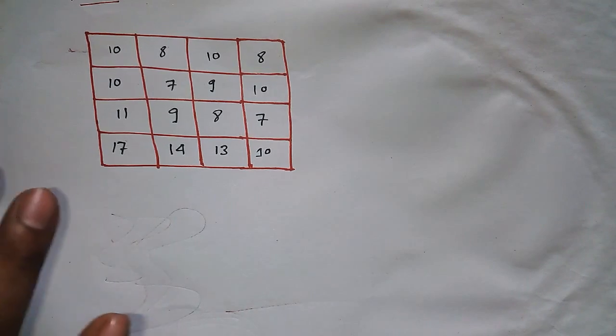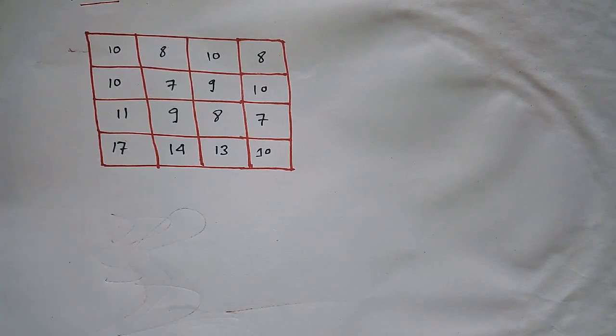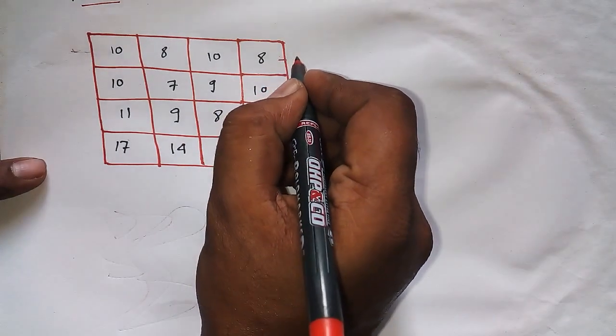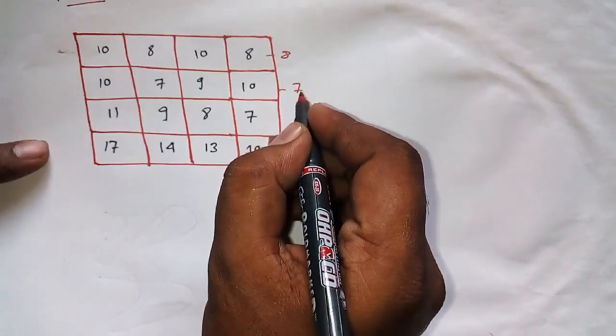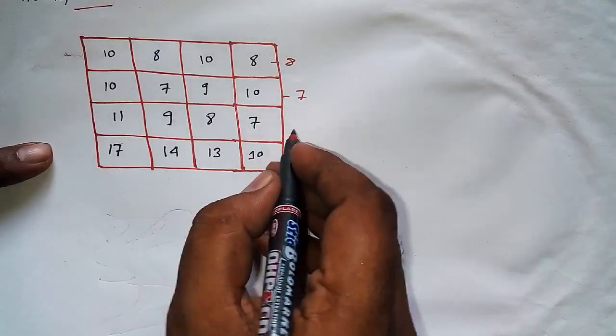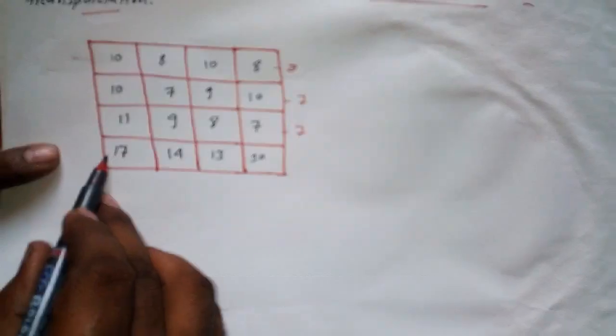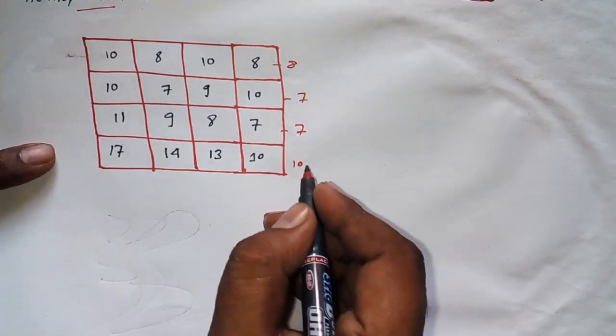Well, for the case of transportation, we have to find the minimum value in every row. So in this row the minimum value is 8. In this row the minimum value is 7. In this row again the minimum value is 7. And in this row the minimum value is 10.